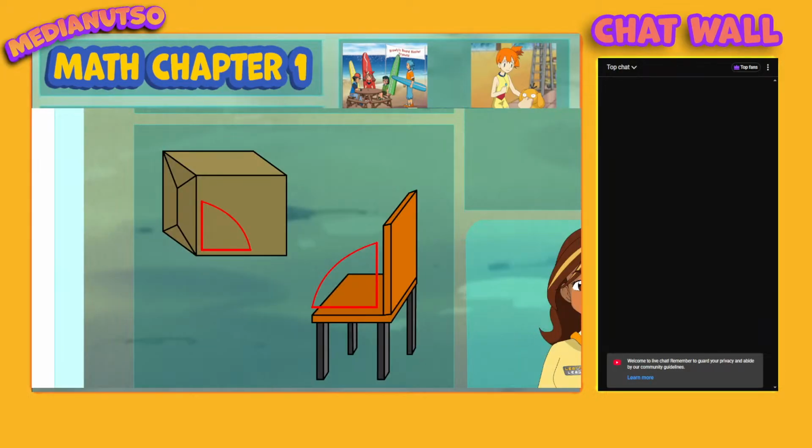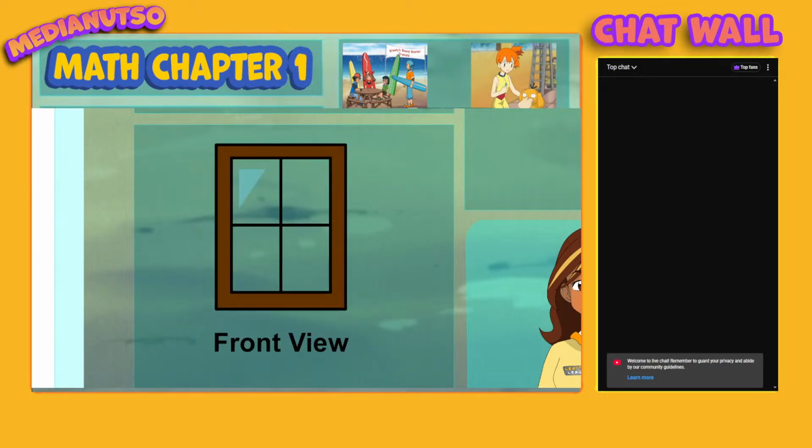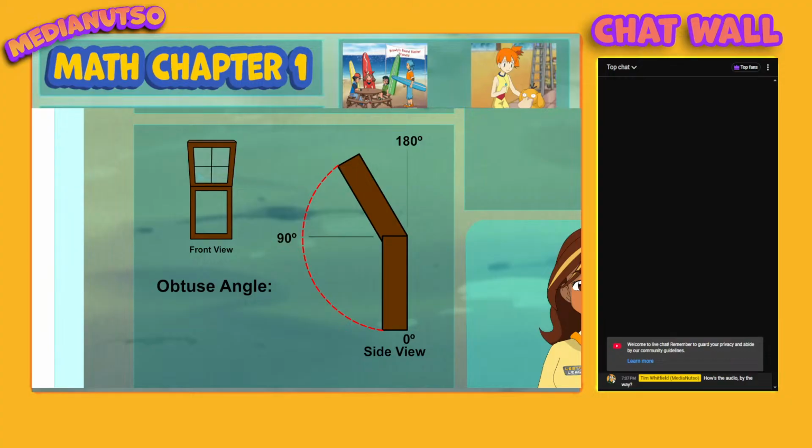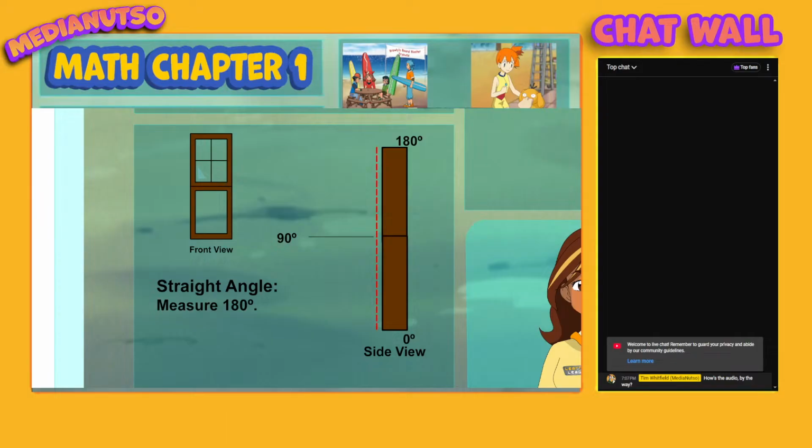Exactly. Now, let's shed some more light on this subject. Let's look at this window. When it's open, it forms an obtuse angle, which measures between 90 and 180 degrees. If you open the window as far as it will go, it forms a straight angle. Straight angles are straight lines and measure 180 degrees.